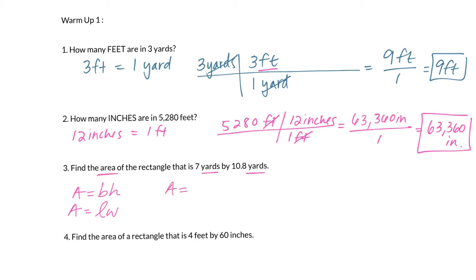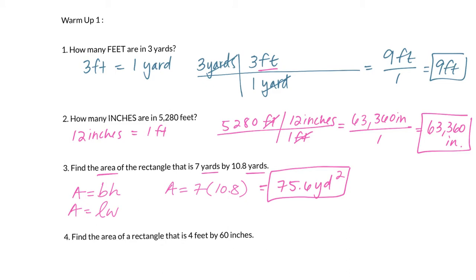Same thing. No matter what, you're going to take the 2 dimensions and you're going to multiply them together. So the area, 7 times 10.8 is 75.6. And because we multiplied yard times yard, it is yards squared. So that is your final answer for number 3.